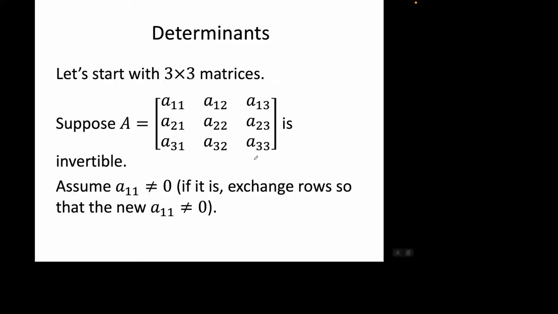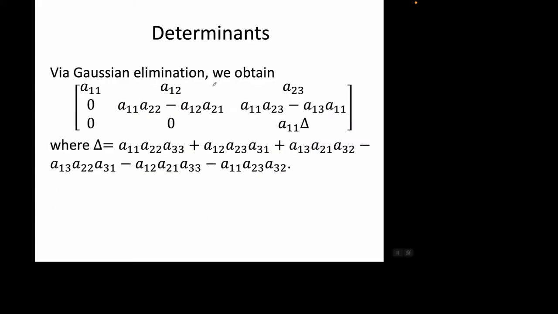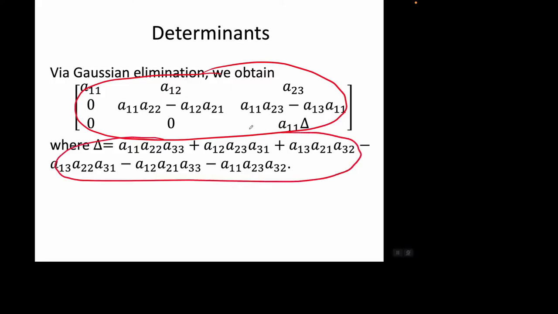Let's start with 3 by 3 matrices. Suppose A, we'll define A in this way, is invertible. Assume that A11 does not equal 0. If it is, exchange rows so that the new A11 does not equal 0. Via Gaussian elimination of this presumably invertible matrix, we get this. Holy cow! Gaussian elimination, you can verify this. It'll take you 45 minutes, but this is what you end up with. This is where delta equals this really hairy expression.